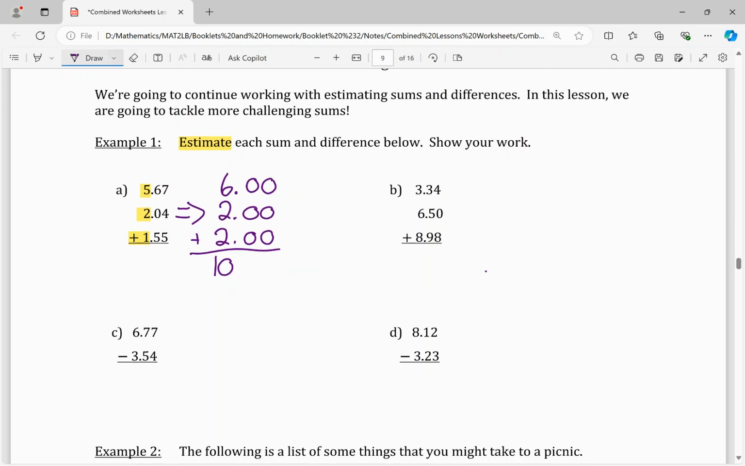Second question, same idea. We are rounding the 3, the 6, and the 8. The 3 is going to round down because of the 3 after it, so that's going to be 3.00. 6 is going to round up because of the 5, that's going to be 7.00. And the 8 is going to round up to a 9, that's going to be 9.00. We're adding these up. 3 plus 7 is 10. 10 plus 9 is 19. The answer is 19.